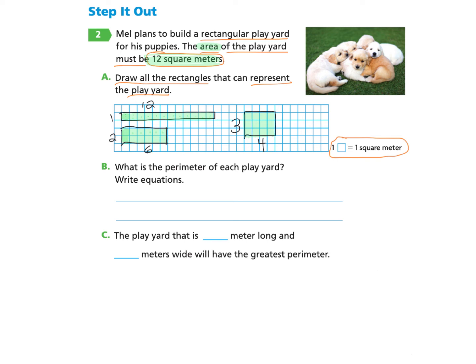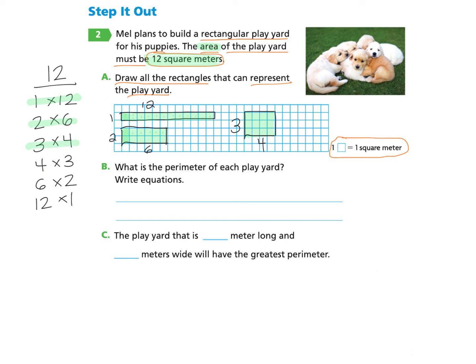I know that I have found all 3 combinations and all the rectangles that can represent the 12 square meter play yard. And the reason I know this is because I know the combinations of how to make 12 using multiplication. 1 times 12, 2 times 6, 3 times 4, 4 times 3, 6 times 2, and 12 times 1. I have drawn 3 of these.